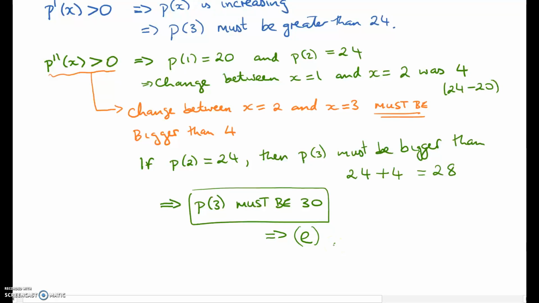Okay? A little bit difficult. You have to think very carefully about what P double prime means. P prime of x is generally okay. It just means the numbers that you get for P of x are going up. But P double prime of x means that the change between each number, each consecutive pair of numbers, is increasing all the time. So the delta, if you like, the change between the values is also increasing.